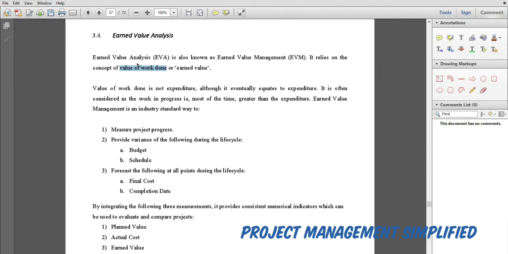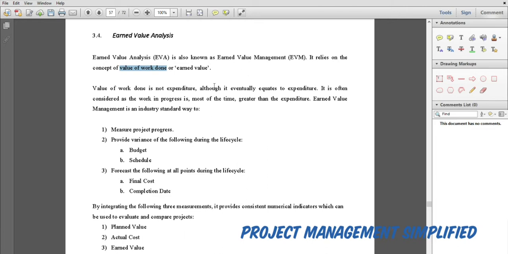So the earned value means how much we have spent for the work that we have done. Once you come to the project one day, for example, you want to check the status of the project. You'll say, today how much work have we done, how much work have we completed, and what is the value of that work. This is the earned value. So the value of work done is not expenditure.